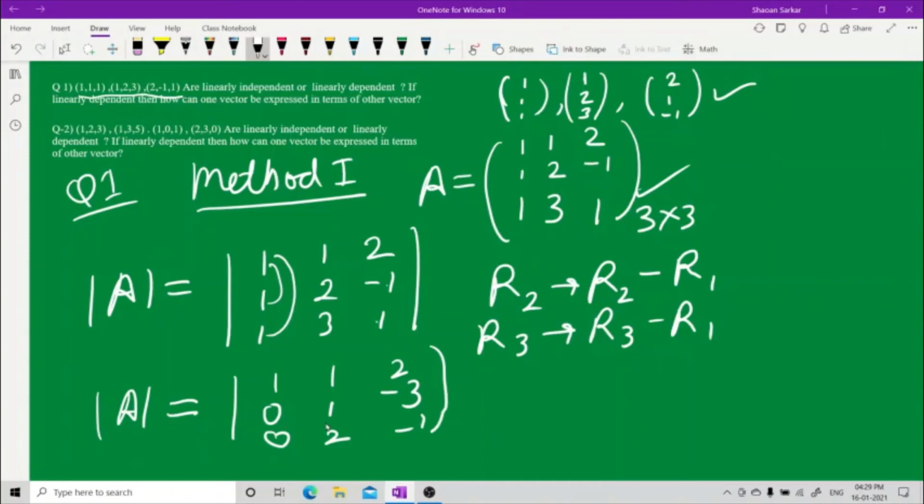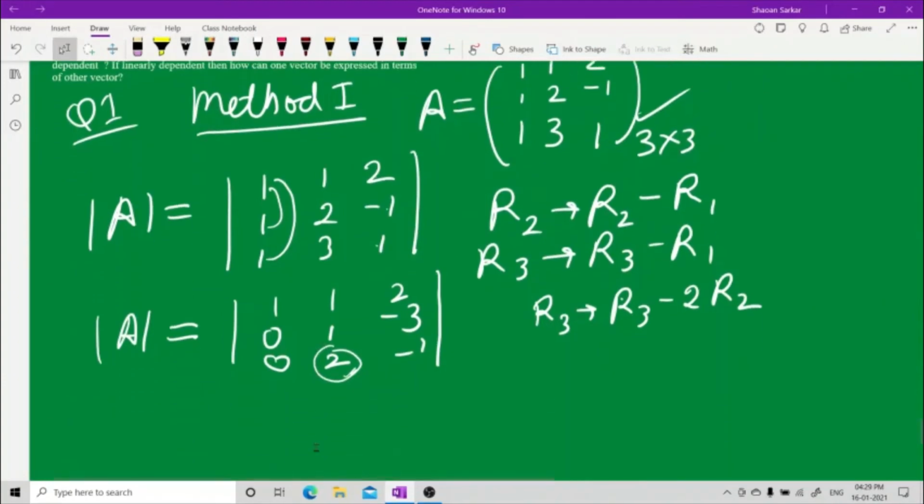Now you can do one more thing. Make this 0. Sorry, this line has been drawn in a wrong manner. This has to be a straight line. Now you have to make this 0. So what you do is take R3 equal to R3 minus 2R2. Now let me scroll down a little bit.